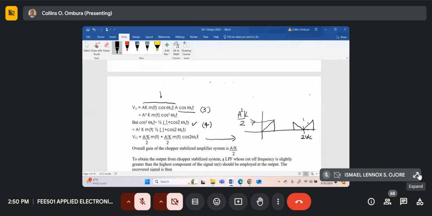So in order to extract our original signal, this is your omega axis and the y-axis is your amplitude. Here I've written that the overall gain of the chopper stabilized amplifier system is A squared K divided by 2. And to obtain the output from the chopper stabilized amplifier system, a low pass filter whose cutoff frequency is slightly greater than the highest frequency component of M(t) must be employed at the output.